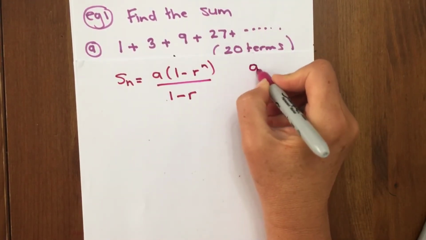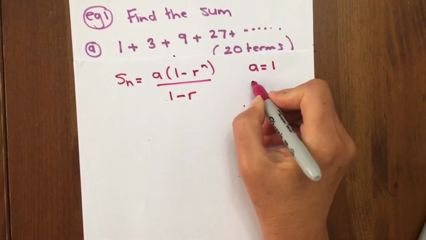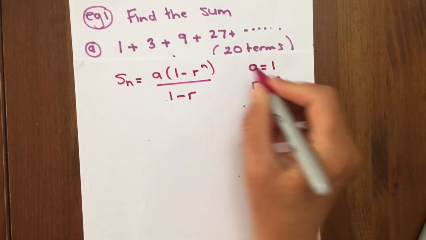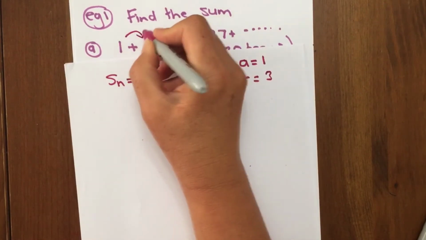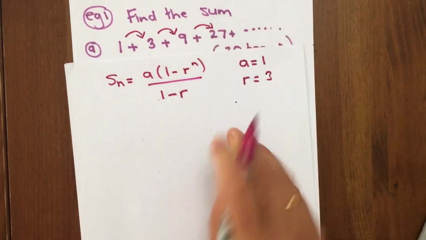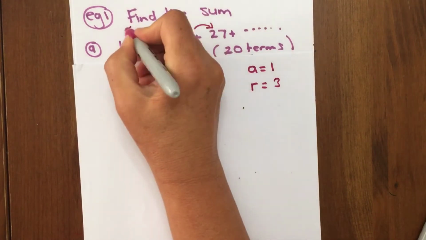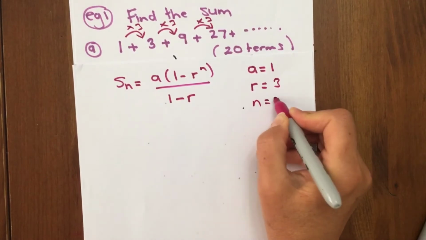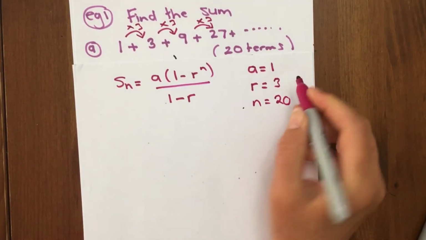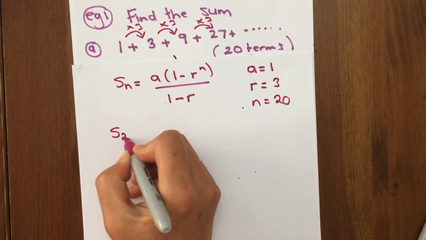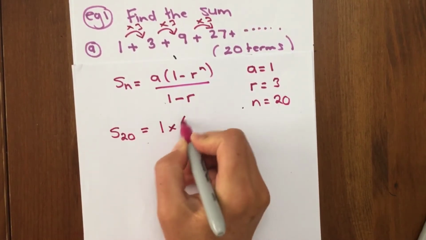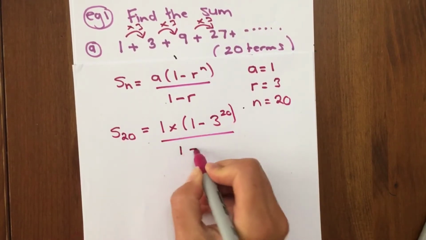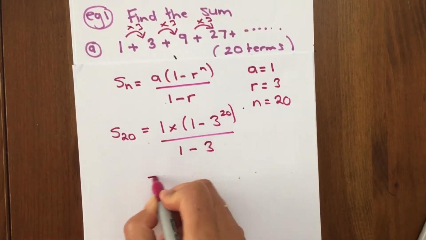So, I have got my first term is 1. What's my common ratio? Well, 3 divided by 1 is 3. Yeah, it's going up. I'm timesing from each term to the next. I'm multiplying by 3. And I've got 20 terms. So, n is 20. So all I have to do now is sub each of these into my formula and work it out on a calculator.